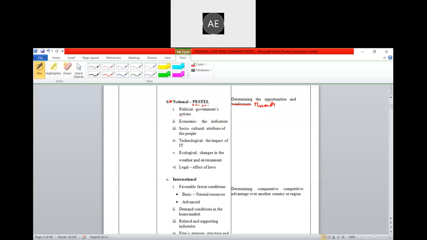So all the government or public sector decisions that will help the organization achieve its objective are the political factors, which are opportunities. Moreover, government decisions that will prevent the organization from achieving its objectives are still political factors, but here they are threats.